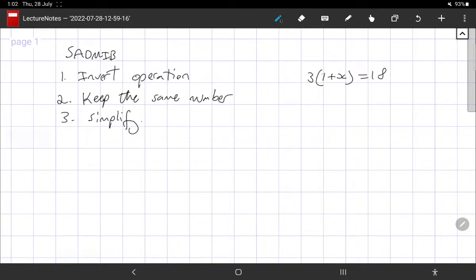3 is currently a multiplier of our x value. And because 3 is a multiplier, we firstly invert the operation. So we rewrite the equation. So this is the equation we start with. We rewrite it and we apply whatever we need to apply. 3 is multiplying this, so let's do a division by 3. We keep the same number. And we do this to both sides.